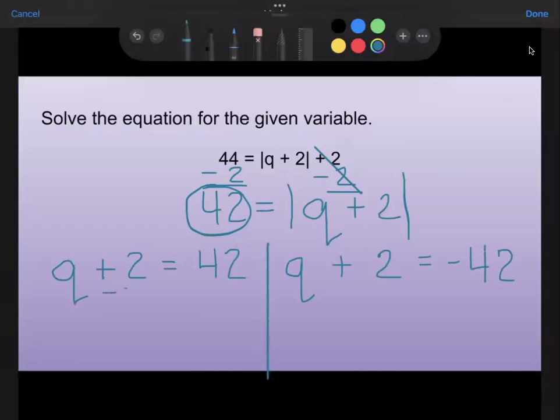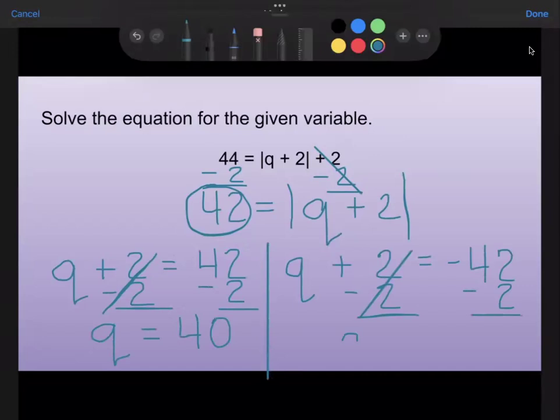So I'm going to subtract 2 from both sides here to solve this one. That cancels. So that's q equals 40. Now on the other side, I do the same thing. So I'm going to subtract 2 from both sides. This cancels, and I end up with q over here. But this time, negative 42 and another negative 2 equal negative 44. So our solution for this equation is that q is equal to either 40 or negative 44.